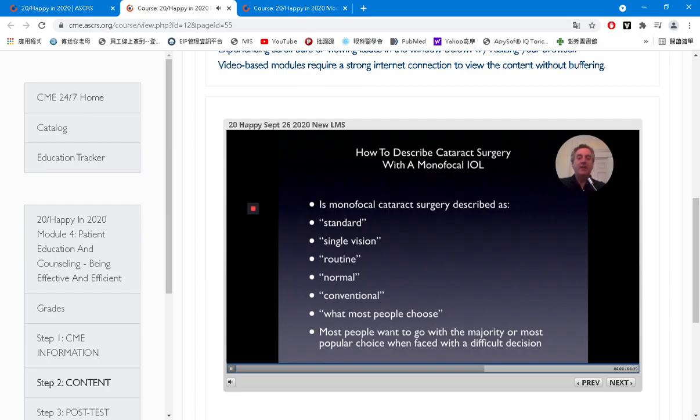If you call monofocal cataract surgery standard, single vision, routine, normal, conventional, or what most people choose, whether you realize it or not, you're inherently biasing them that this is a better choice. Now, it may be for some patients, but it may not be for others. And when faced with a difficult decision, people will tend to default to the choice they feel the majority of other people will choose. It's why patients often ask you, well, what do most people choose? So calling it routine, standard, or conventional ends up making patients think this is really a better choice, which it may or may not be.